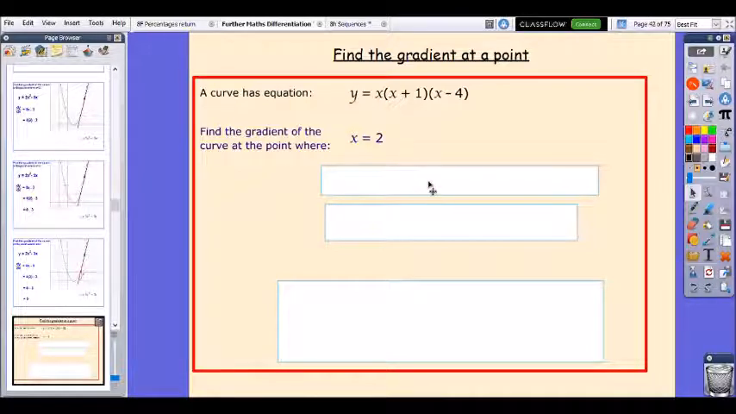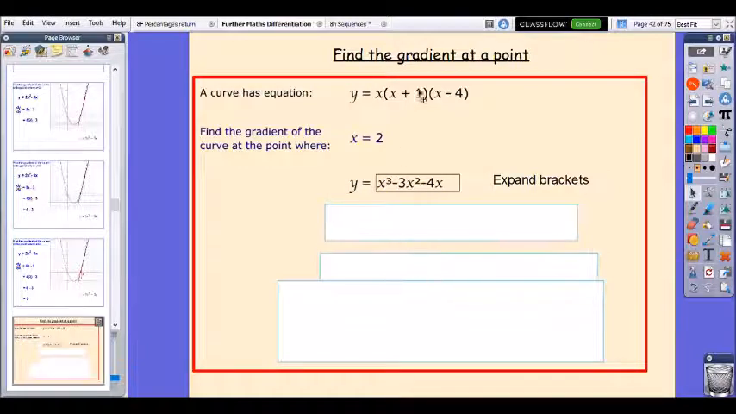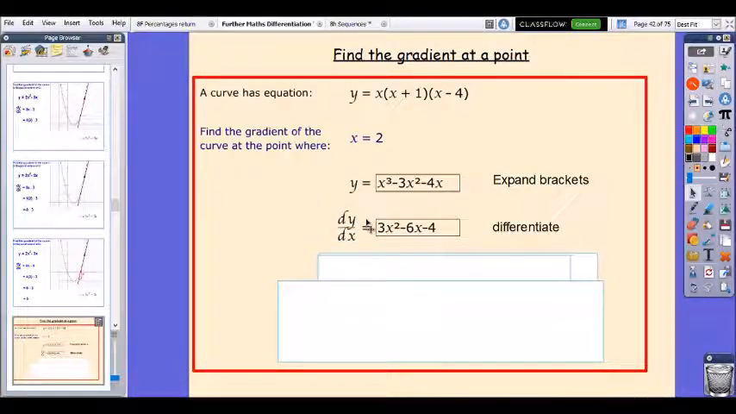Alright, so lots of steps have been done in one here. So if you just expand your brackets, so use your grid method for the double brackets, then multiply everything by x, you would get this. So y equals x cubed minus 3x squared minus 4x. So once you expand it, the next thing you're going to do, you're going to use your gradient formula. You're going to differentiate. So calculating dy by dx would give you 3x squared minus 6x minus 4.